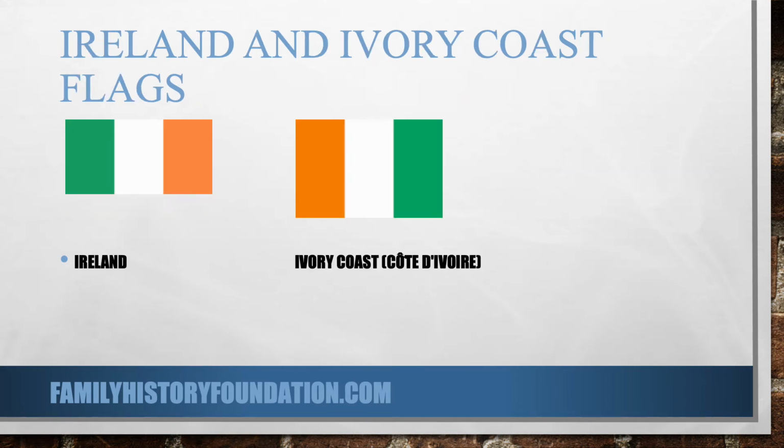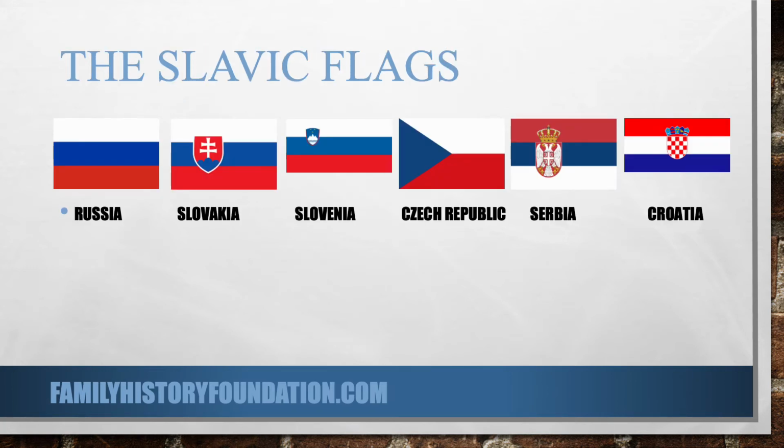Here we have Ireland and the Ivory Coast. Very, very similar, except the colors are flip-flopped, aren't they? The very famous Irish flag, and of course Ivory Coast, Côte d'Ivoire. And moving on to the Slavic flags. Oh yes, they are all offshoots of the Russian tricolor white, blue, and red flag.